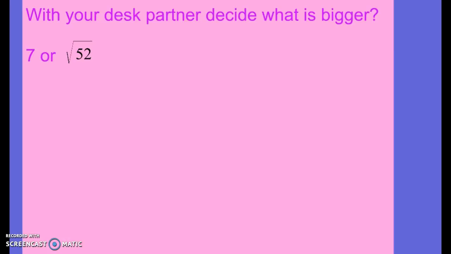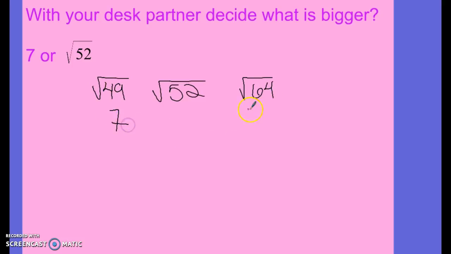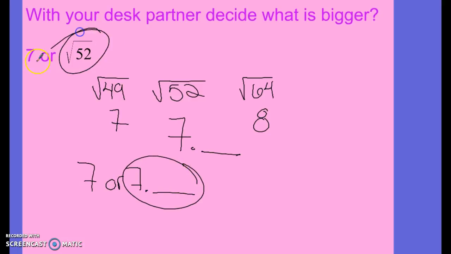Now, I want you to try this one. Try with your desk partner, decide which is bigger, 7 or the square root of 52. Well, I know that 7 is the number 7, and I thought, well, the square root of 52 is between the square root of 49 and the square root of 64. So I know the square root of 49 is 7, the square root of 64 is 8, so I know it has to be 7 point something. Well, is 7 or 7 point something bigger? Oh, 7 point something is, so I know what is bigger, the square root of 52.